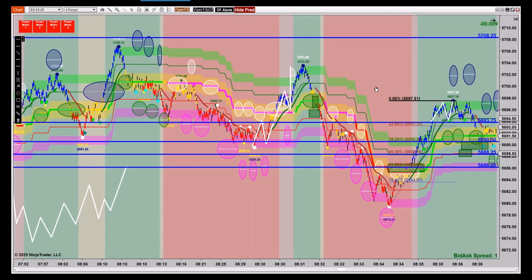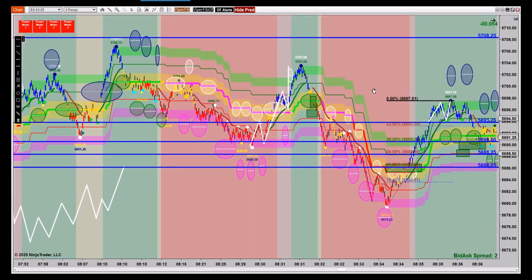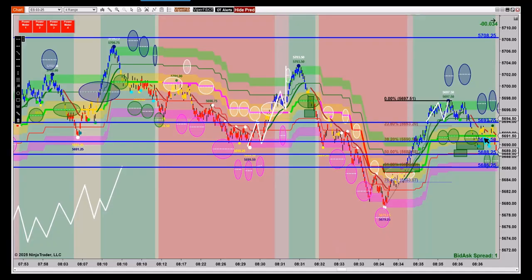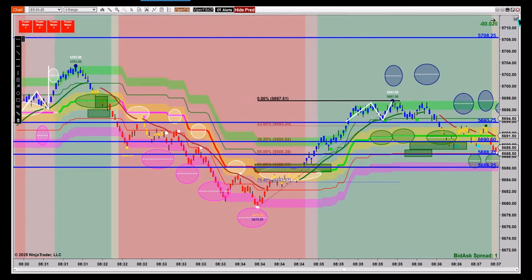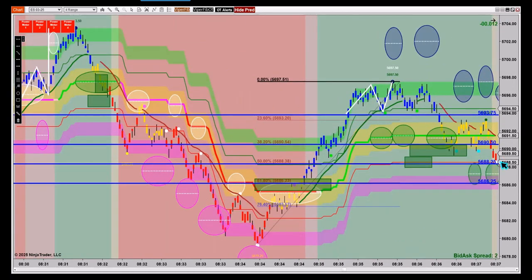Still bouncing out of that little box. I guess you could have stayed with it for, I don't think you got 10 ticks yet though. Nope, see there? So that trade would have scratched. You went back in the box. This is your 50% right there. So that's right at that 50% right there.